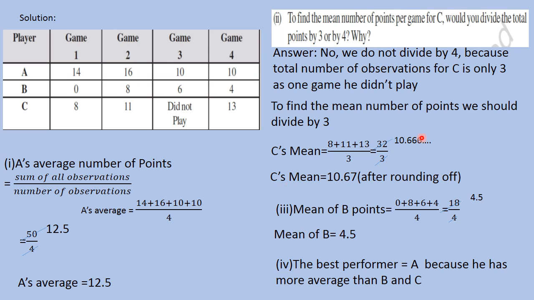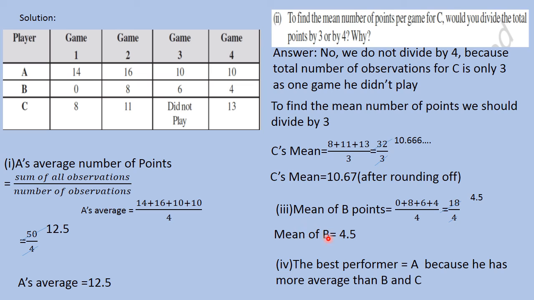So, we will round it off because it is more than 5. We will round off to the second place: 10.67, because the third or fourth place is more than 5. So, we will round off and write it as 10.67. So C's average is 10.67.